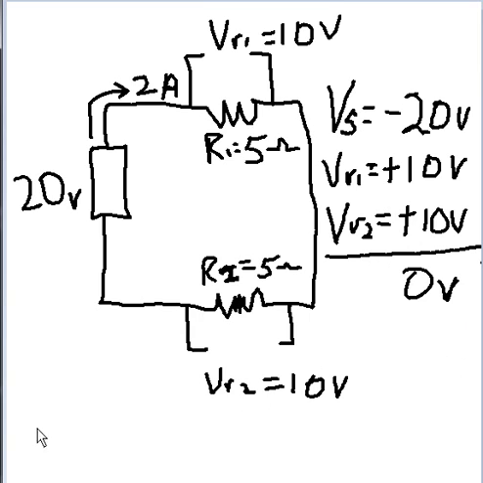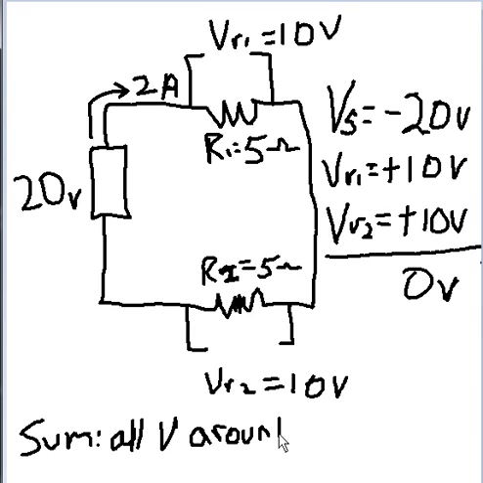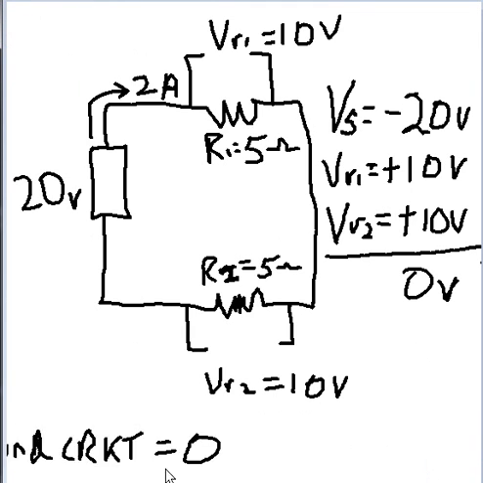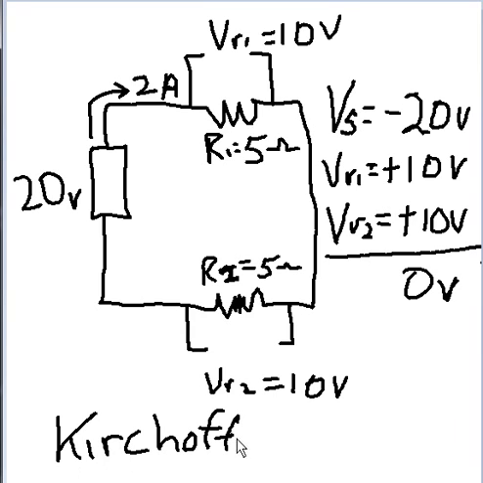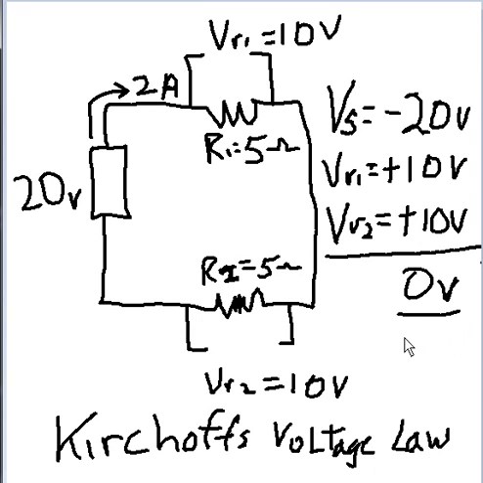So what are we saying here? That the sum of all the voltages around the circuit equals 0. That's interesting. And the guy who thought that up a long time ago was named Kirchoff. And he called it Kirchoff's voltage law, or KVL. The sum of all the voltages around the circuit is always going to give you 0 volts. What do you know? That's amazing.